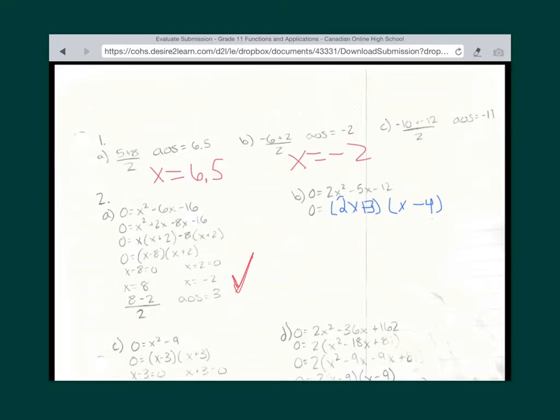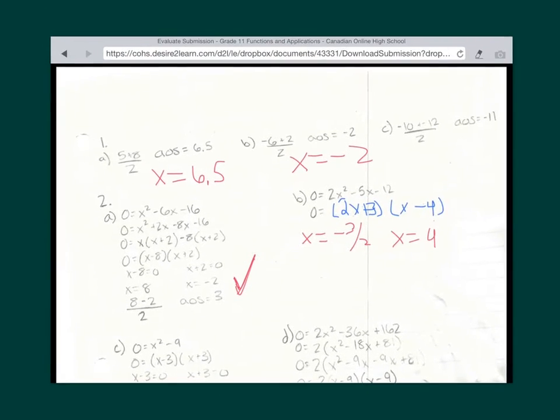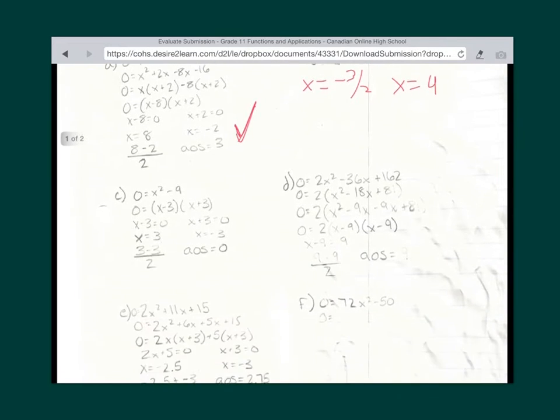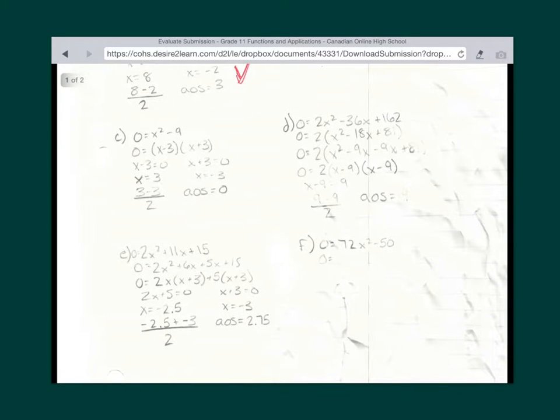So when you find your vertex, when you find your zeros, that's the first thing you need to do. Then you want x equals minus 3 halves and x equals 4. And now you're going to find the halfway point between those in order to find your axis of symmetry. I know you know how to do that, so I won't spend more time on that. Okay. So C looks good, and again, write it as an equation.